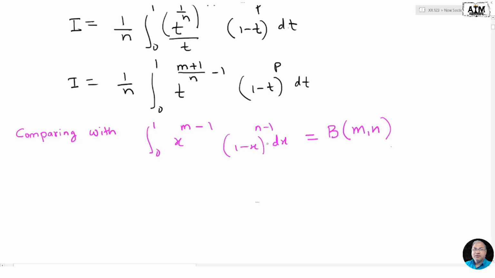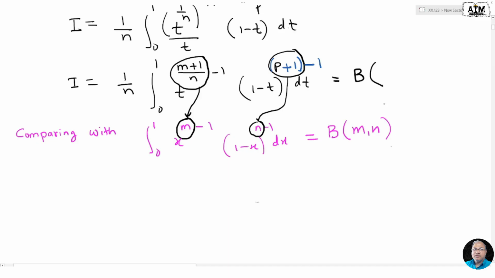Now in the second bracket the power is n minus 1, but in our problem there is no minus, there is only p. To create minus 1, what I am doing here, I am adding 1 and subtracting 1, so it becomes p plus 1. Now comparing with the standard beta function, in place of this m we have m plus 1 divided by n, comparing respective terms, and in place of this n there is p plus 1, and result is beta m n.